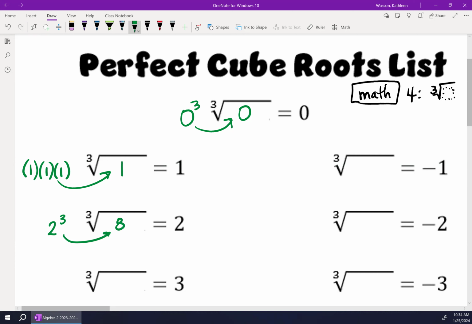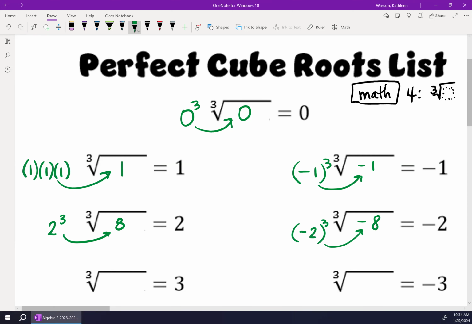This also works with negative numbers. So if I did -1 times itself 3 times, that's -1. And -2 cubed is -8. So there's a table for you to fill in. It's numbers 1 through 10 and -1 through -10.